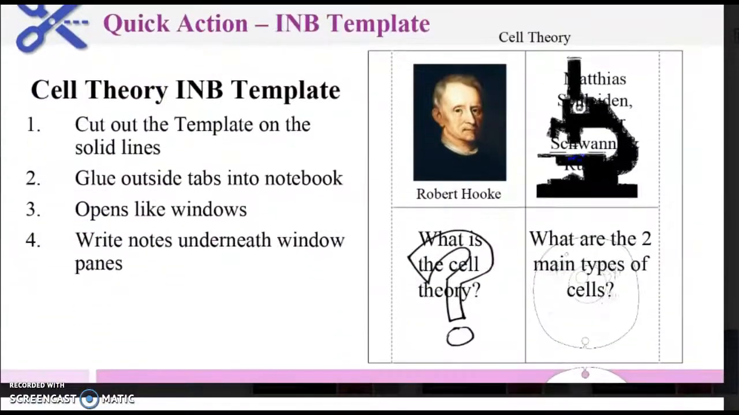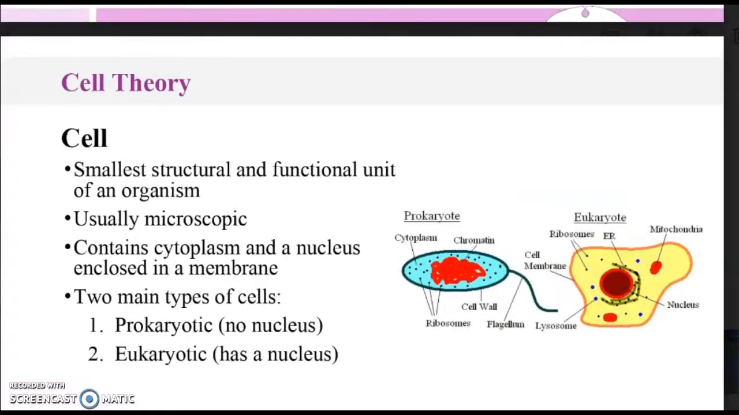All right, so looking here, as I said before, a cell is the smallest structural and functional unit of an organism. Most cells you're unable to see using the naked eye. You have to use a microscope. That's not true for all cells. An egg cell, a chicken egg, essentially is one of the larger ones that obviously you don't need a microscope to see. Within a cell, it contains cytoplasm and a nucleus enclosed in a membrane.